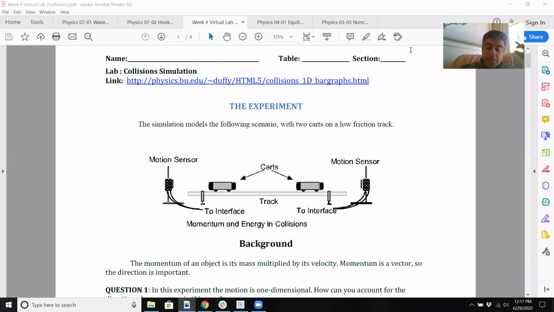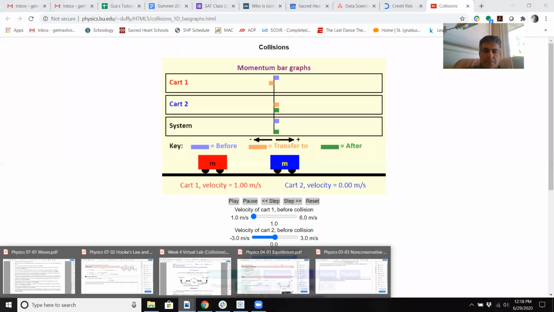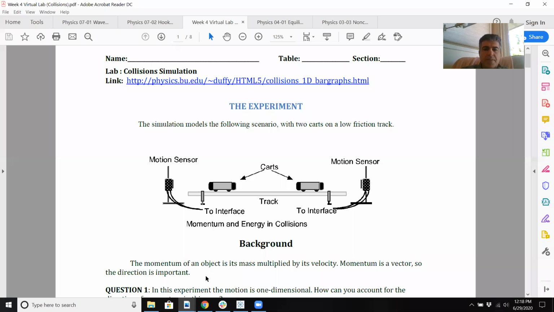Okay, I'm recording now. So again, we're working through the virtual lab on collisions. It might initially say week 3, but obviously we're in week 4, so it's kind of reviewing stuff from last week. And I did click on this link here, so it did open up for us, which is right here. If you read through this, it says the simulation models the following scenario with 2 carts on a low friction track.